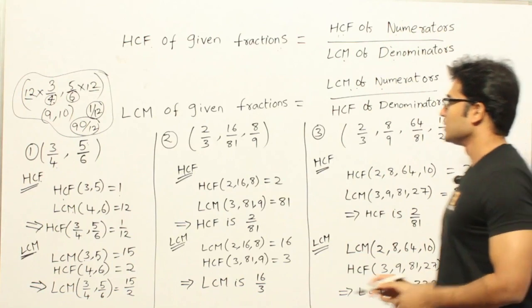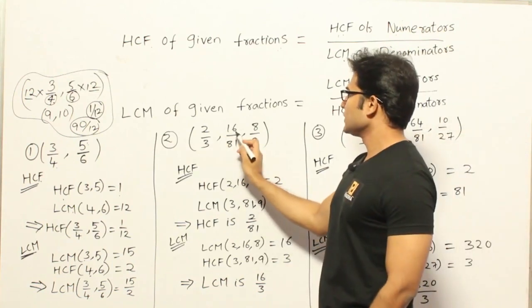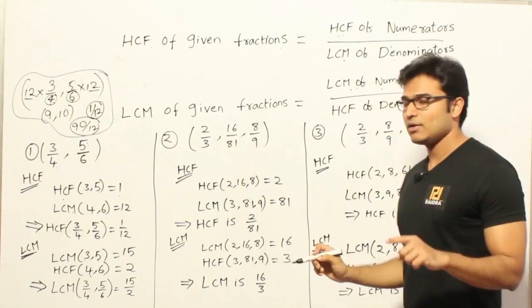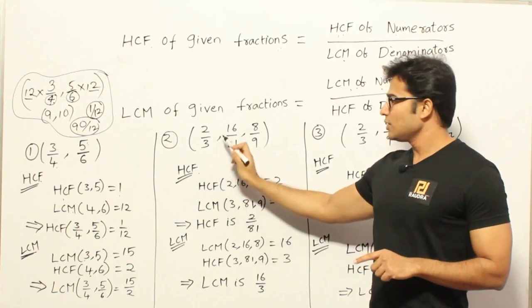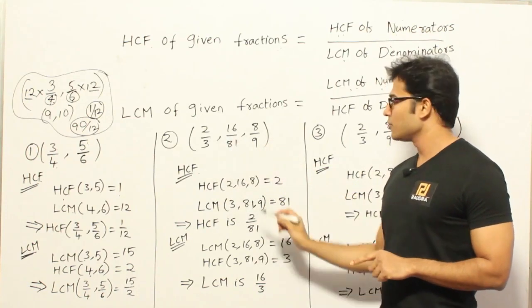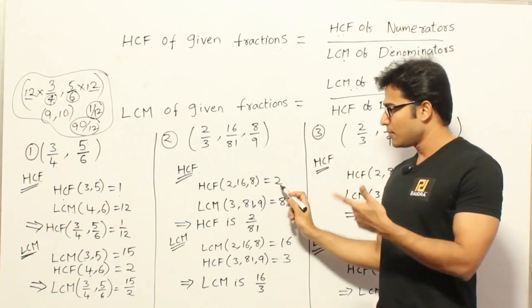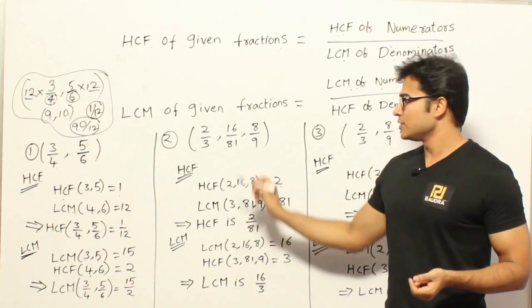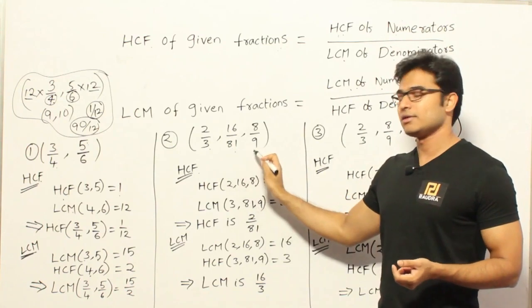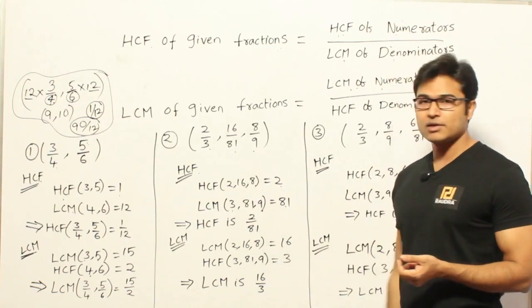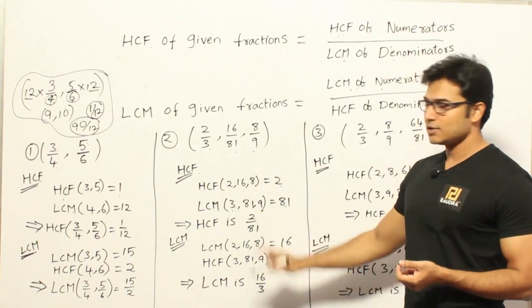Okay. Now see the next example. 2, 16 and 8. Now if you want to find out the HCF, find out the HCF of the numerators. So what are the numerators? 2, 6 and 18. Find out the HCF, you got 2. And then apply the other one, which is LCM, to the denominators, 3, 81 and 9. Now apply that and you find out that it is 81. Now divide this one by this one.